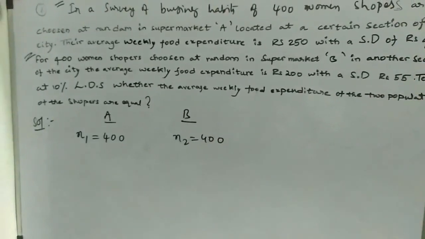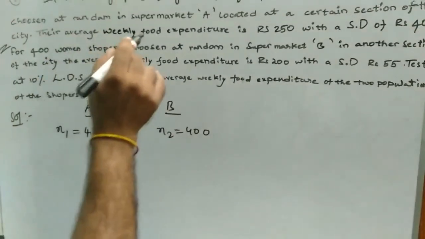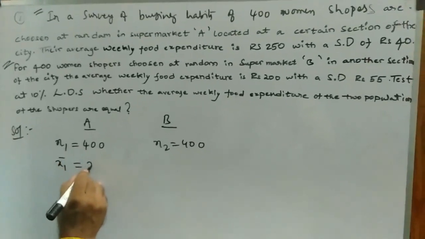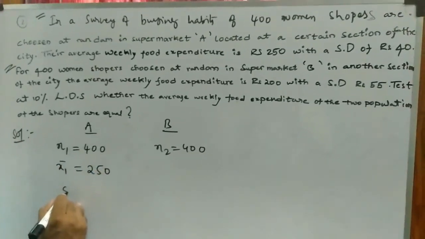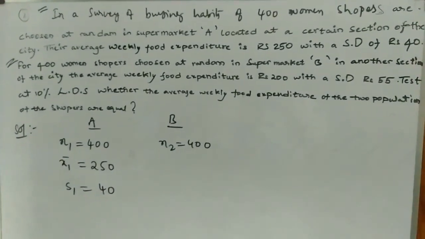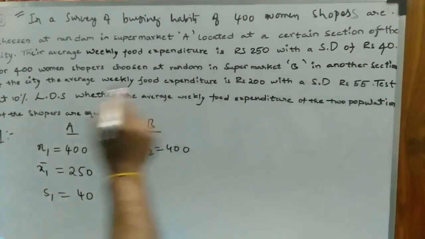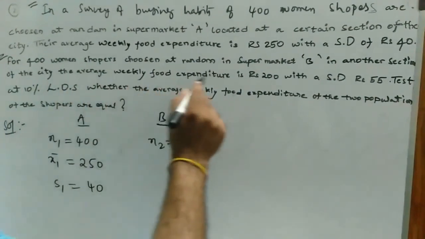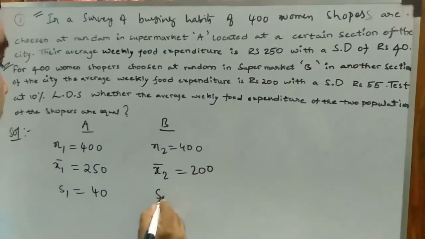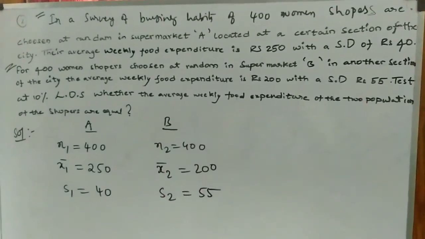The sample size is large, so we have to go for large sample tests. Their average food expenditure for the week is also given: x1 bar is 250 rupees with a standard deviation S1 equal to 40. That is the first supermarket's information. Similarly, for 400 women shoppers chosen at random in supermarket B in another section of the city, their average weekly food expenditure x2 bar is 200 rupees with a standard deviation S2 equal to 55 rupees. So this is the data given.